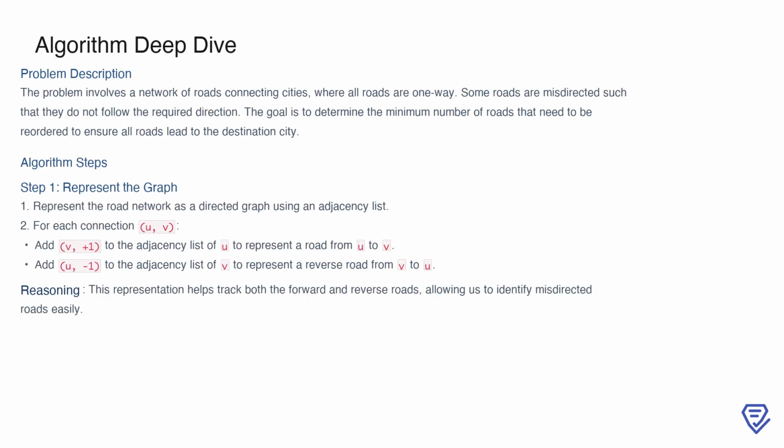In this problem, we are tasked with ensuring that all roads in a network of one-way roads lead to the destination city, which is City 0. Some roads are misdirected, meaning they don't follow the required direction, and our goal is to determine the minimum number of roads that need to be reordered to fix this.